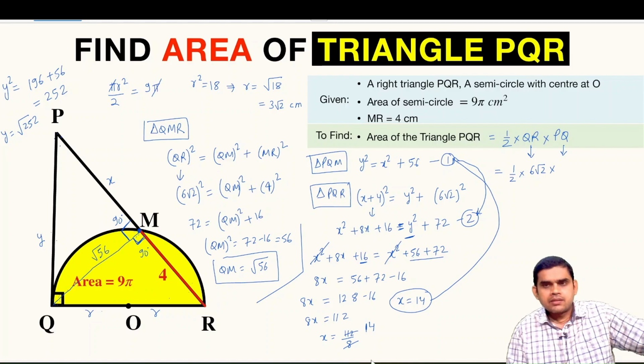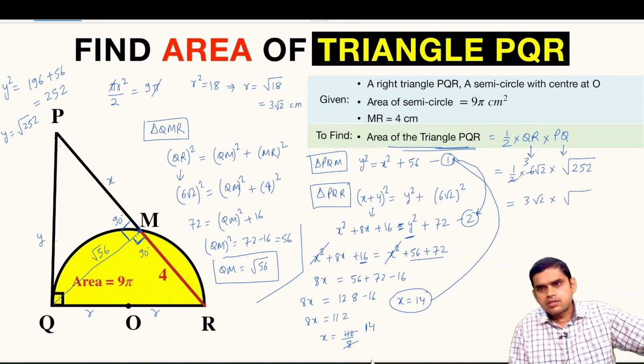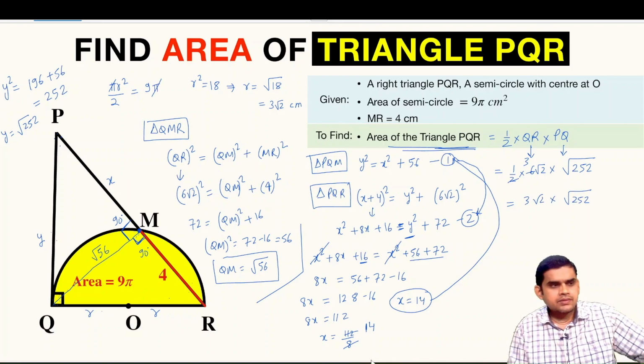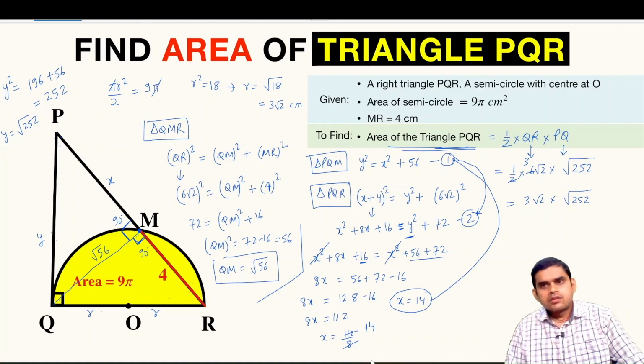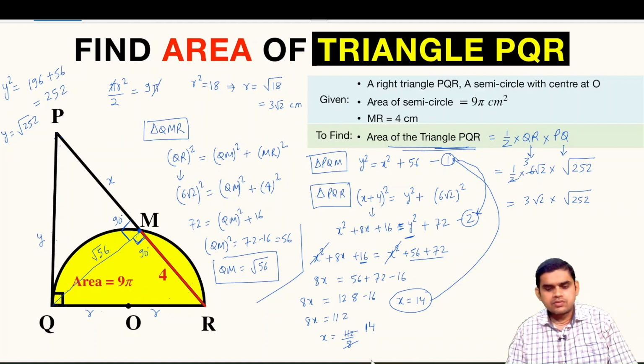So now we will substitute the value of PQ here in the area of triangle PQR. So this is square root of 252. Now this 2 times 3. So it will be 3 root 2 times square root of 252. So let us find the square root of 252.